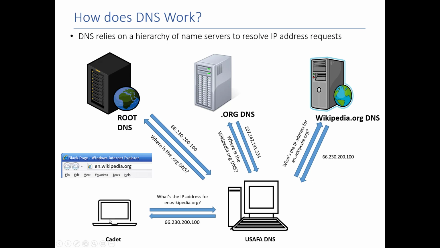So the idea here is that these DNSs are organized in a hierarchy, and each one knows something. So root knows where .org DNS is. .org happens to know where wikipedia.org's DNS server is, and wikipedia.org should know where this particular web page is, right? So that's how we organize it, so that there's not one computer out there that has to know everything about the internet.